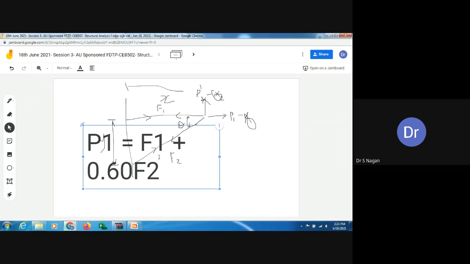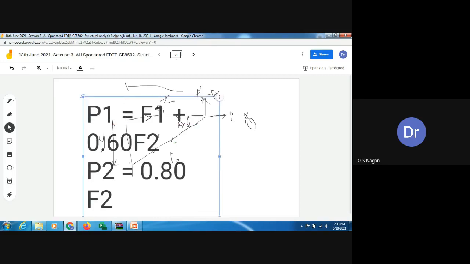Similarly, if you use sigma V equal to 0, what will happen? P2 is vertical, so P2, upward positive. Then this F2 can be resolved vertically, so minus F2 sin theta equals 0. Therefore, P2 equal to F2 sin theta. Sin theta may be 0.8, so 0.8 F2. This type of relationship you'll be getting in case of a truss: P1 equal to this much F1 plus this much F2, similarly P2 equal to this much F1 plus this much F2.